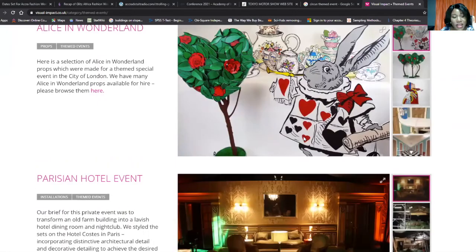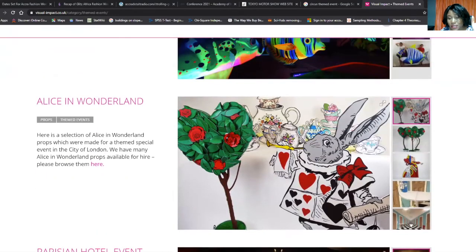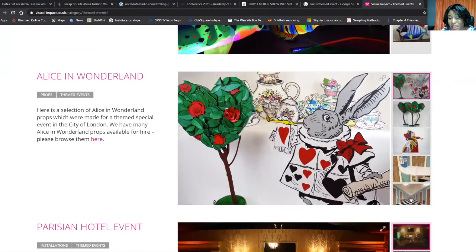Then the next theme they have is Alice in Wonderland. And that one is based on the Alice in Wonderland story that we all know of. So the theme is everything that is in the book. So we can see the rabbits that was in the book, the items from the tea party, the heart-shaped trees and flowers. All of these things, if you have watched the movie Alice in Wonderland before or read the book, you would know that these are unique to that particular storyline.